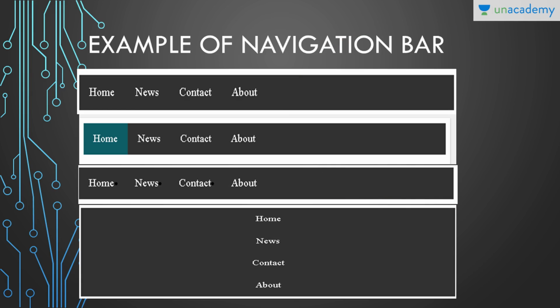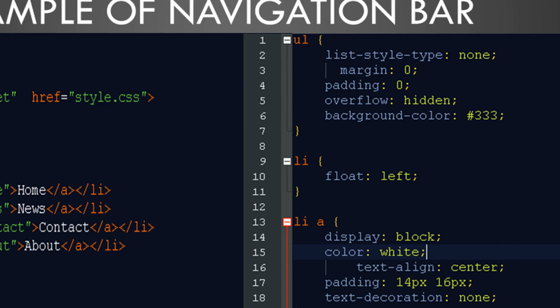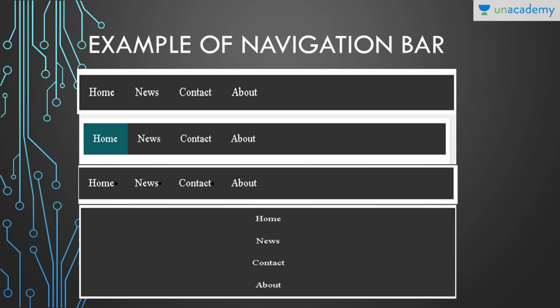After applying this, your list will look something like this. Now I want them to be horizontal. First of all, they will be aligned like this, but I want them to align like this one. Here you can see that if you do not use list-style-type, there will be some small bullet points, so if you do not use it, there will be small bullet points available in your navigation bar. So you have to use list-style-type.